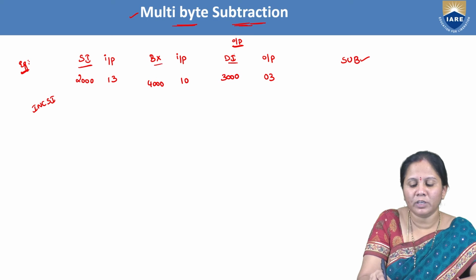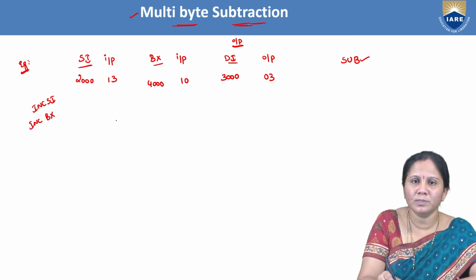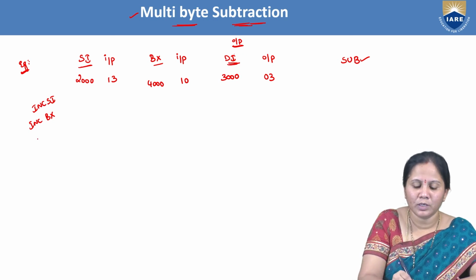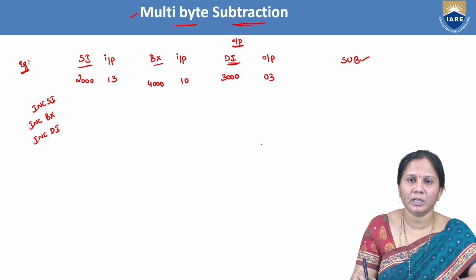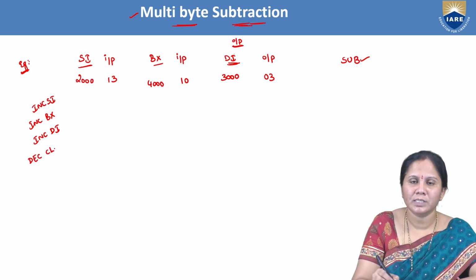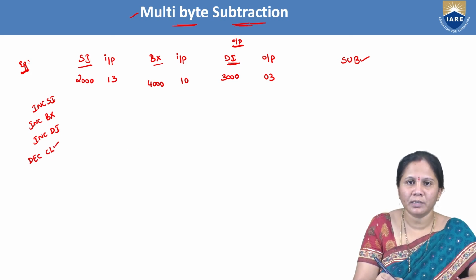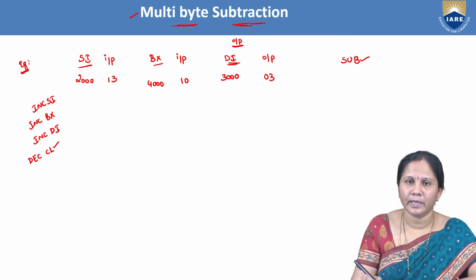Then we have to increment the value of BX. So the increment BX instruction should be used. And next, increment the value of DI. So here, the increment DI instruction should be used. So after performing the subtraction operation for each input, we have to decrement the value of CL. So what is the CL register? Counter register, which handles the value which shows how many inputs we can take.